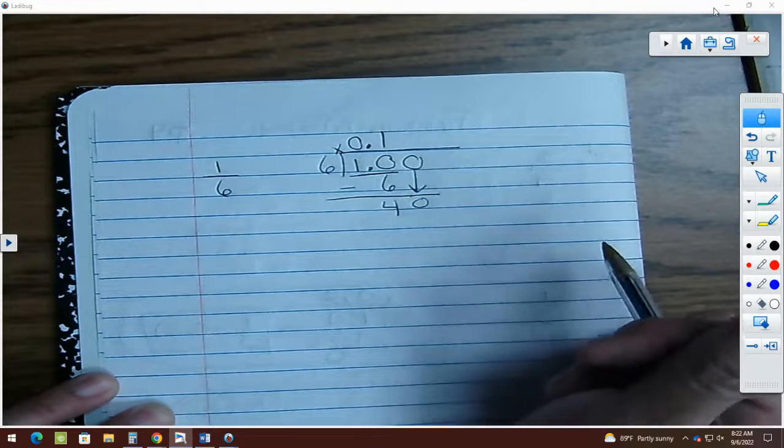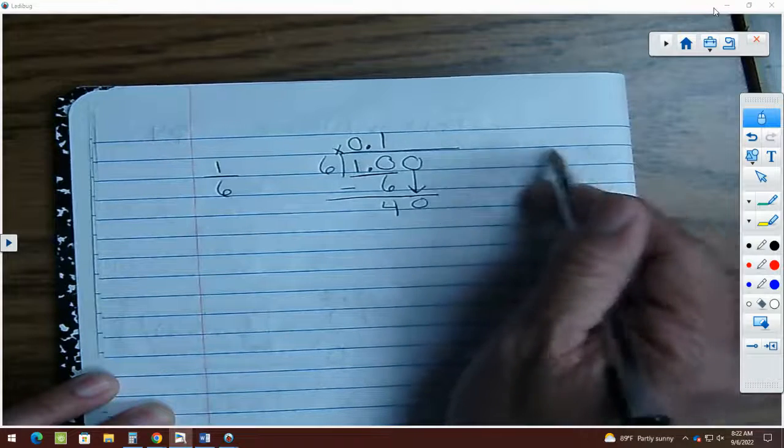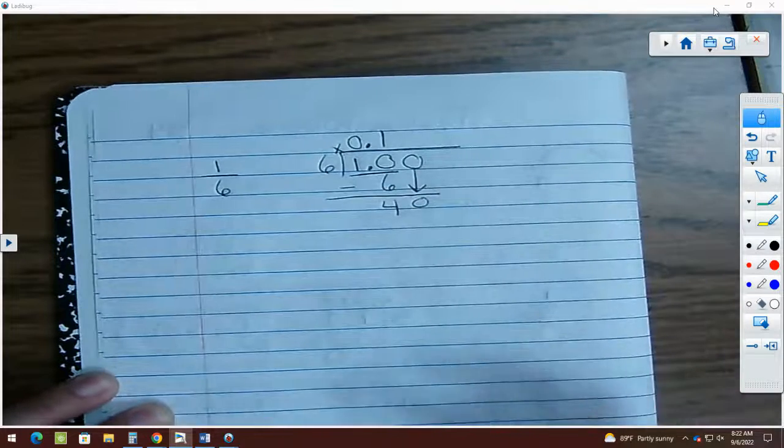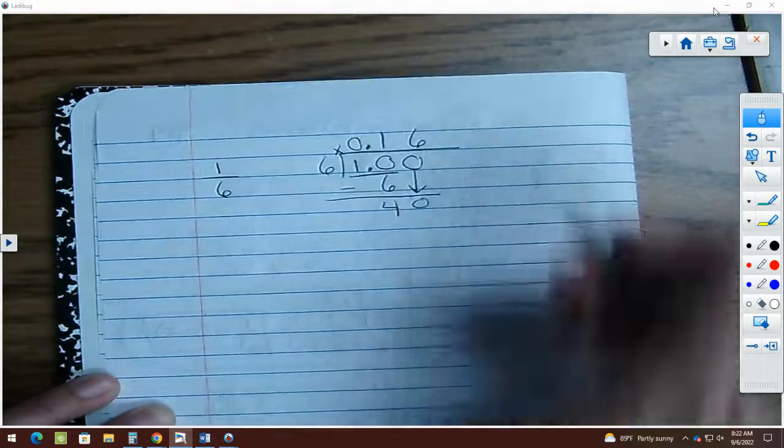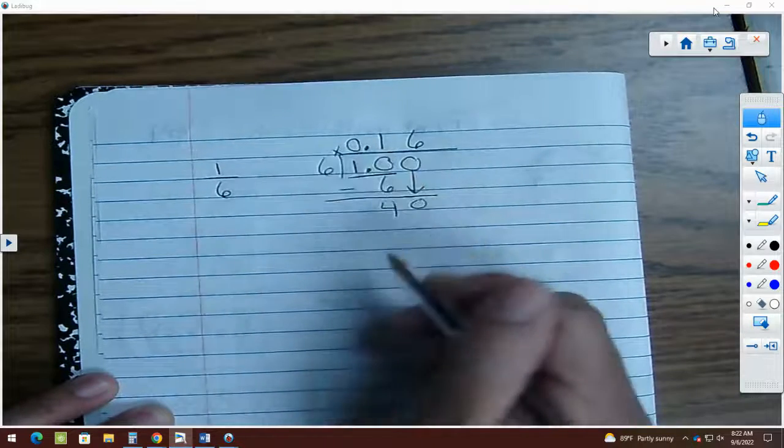Ni modo. There's nothing wrong with that. The kid that writes them down on the side, you have them ready, you can check. It is 6 times 6. Very good for the ones that know their times tables. What's 6 times 6? 36.